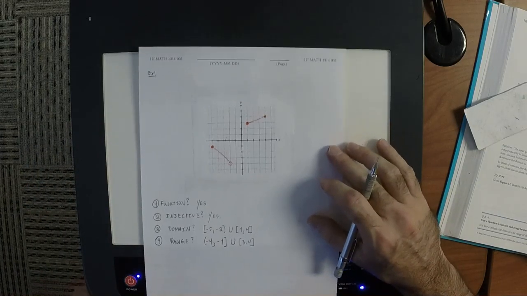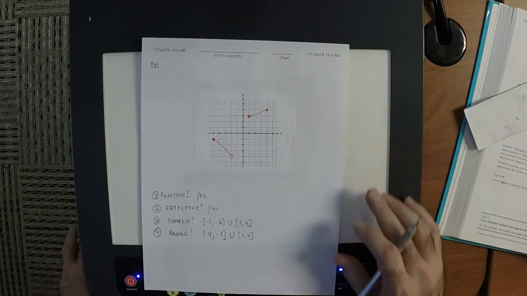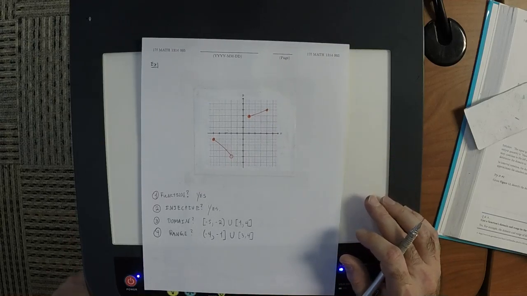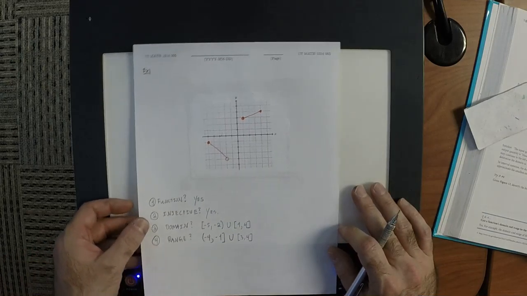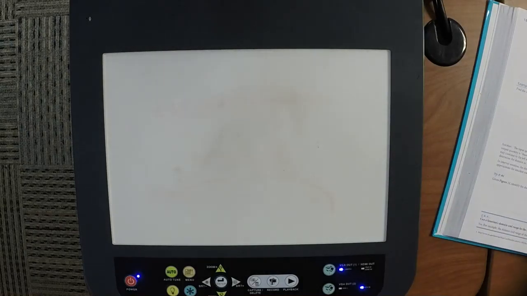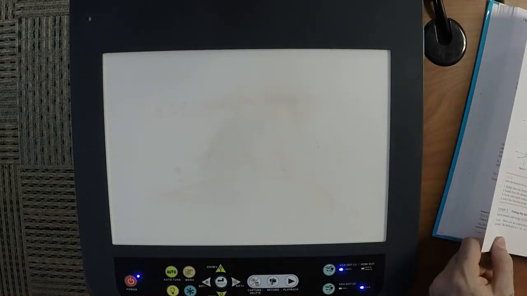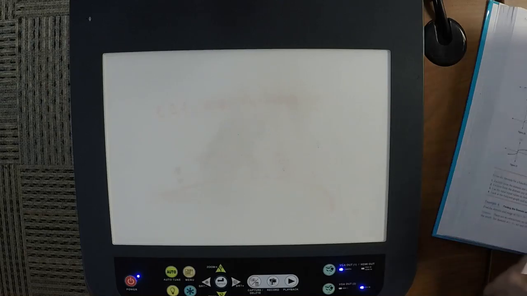So any question about this one? Question about it. It's Friday. College algebra on Friday. Whose idea was that? Okay.